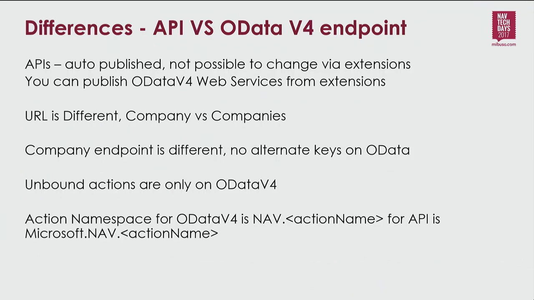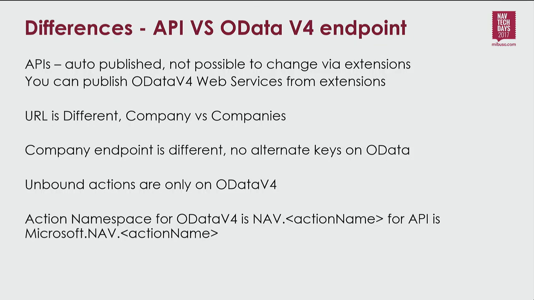So there are differences between the API and OData v4 endpoints. And why is this? Is because API is being exposed to Graph, while OData v4 is being exposed to all of the existing developers. And also OData v4 was the first thing that we implemented, so we had a lot of dependencies that we couldn't easily change. So there are slight differences between the APIs, and you can expect that in the future as well, it can behave a bit different. So API is auto-published, and you cannot change it with the extensions. It is written in stone, more or less.